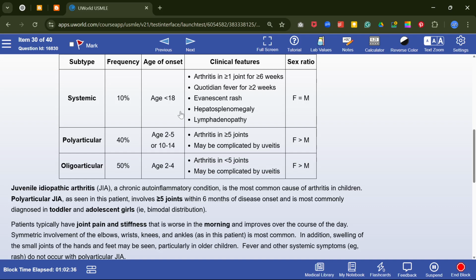Okay, polyarticular and oligoarticular is like joint counting: polyarticular has 40% frequency and oligoarticular 50%. Polyarticular means five or more joints and is associated with uveitis, and oligoarticular is again associated with uveitis, and it is fewer than five joints. Females have more propensity for this poly and oligoarticular disease than men. Okay.